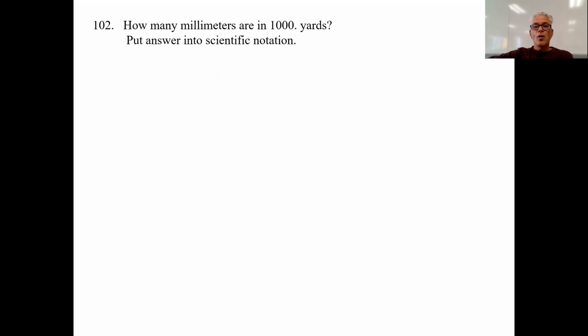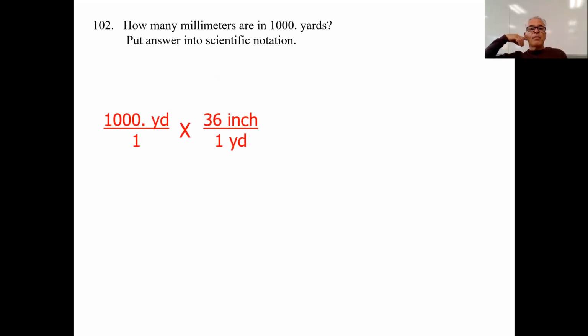What do we start with? 1,000. yards over 1. And that has 4 significant figures because of that decimal. So we start like this. Now, we have to get rid of yards and go to inches. And hopefully you remember that in an inch, there's 2.54 centimeters. I didn't give you that hint, but that was in the notes earlier. And I told you you'd be a good person if you remembered that.